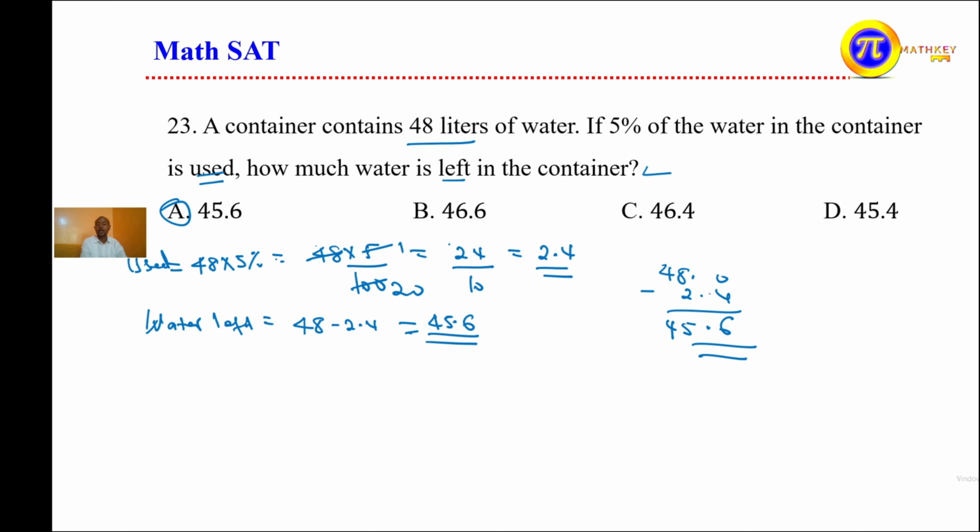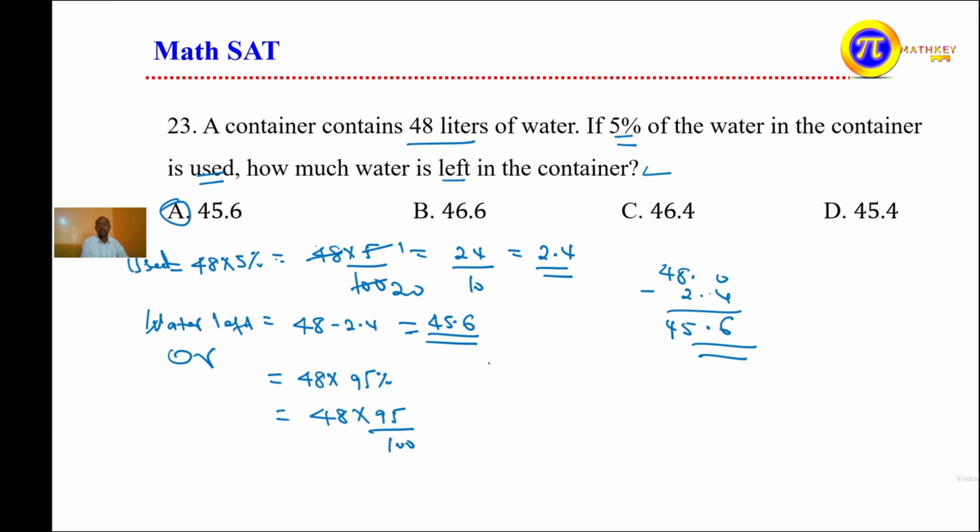Or you can also consider that only 5% is used. So water which is not used is equal to 48 times 95%, since 95% is not used. You have to multiply this one. This implies 48 times 95%, which means 95 over 100.